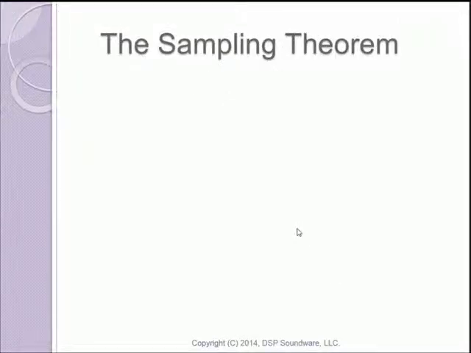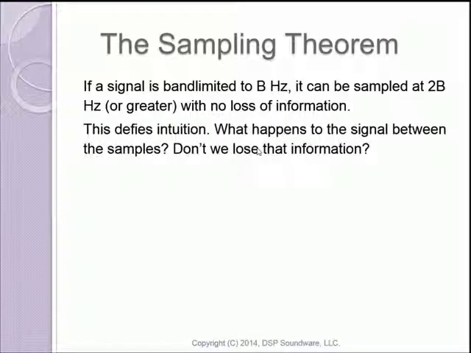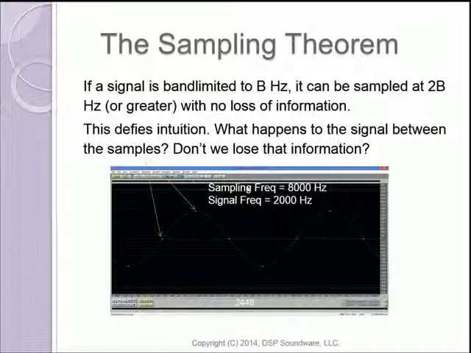So let's get to the sampling theorem. What the sampling theorem says basically is if a signal is band limited to B hertz, it can be sampled at greater than 2 times B hertz with no loss of information. This defies intuition, at least it did for me when I was taught it. What happens to the signal in between the samples? Don't we lose that information?